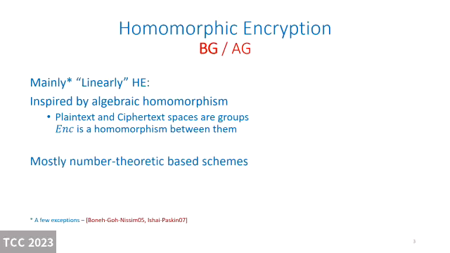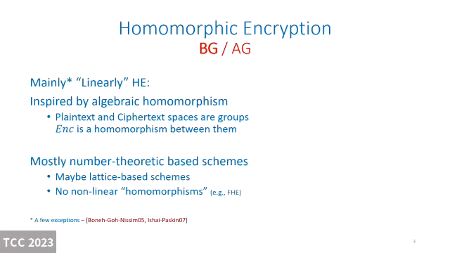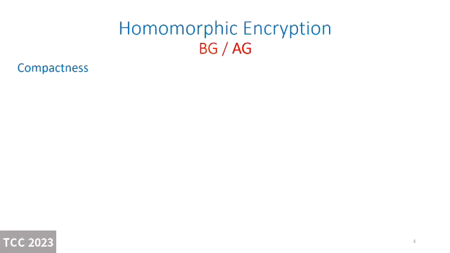Now, the main issue with this definition is that it captures mostly number theoretic-based schemes, and in particular, it doesn't exactly capture lattice-based schemes. It only supports a bounded number of linear operations, and also it doesn't capture, of course, non-linear homomorphisms such as FHE. Since Gentry, the common definition uses the compactness property. Here we say that a scheme is homomorphic with respect to some fixed circuit class.